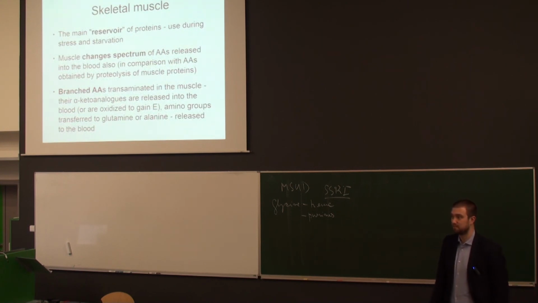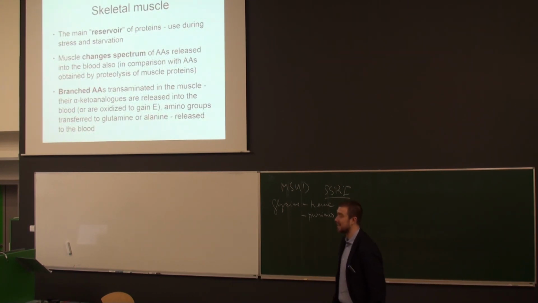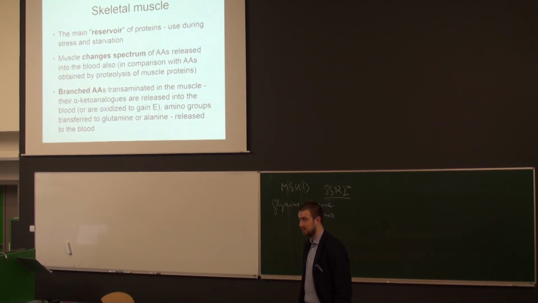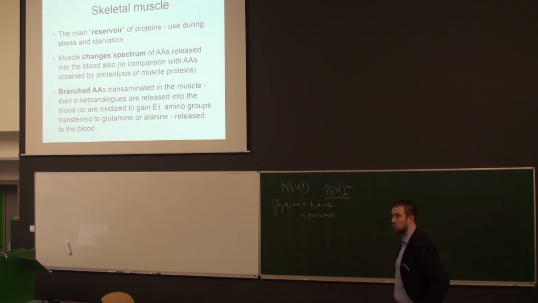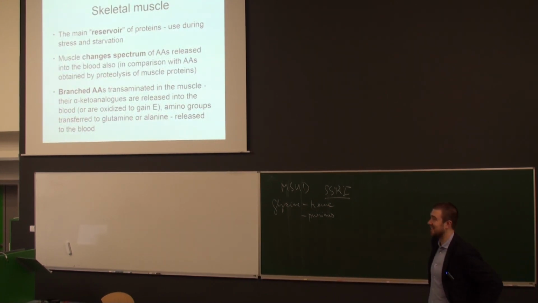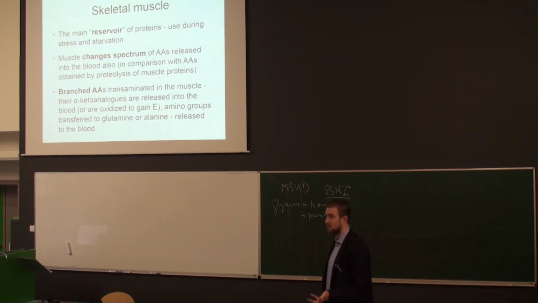Skeletal muscle. First, we can say that skeletal muscle is the biggest storage of proteins. As you know, these proteins have some function inside skeletal muscle, but if you must degrade some proteins, the loss of function in skeletal muscle is not so severe. So you will use it as a primary source of new amino acids.